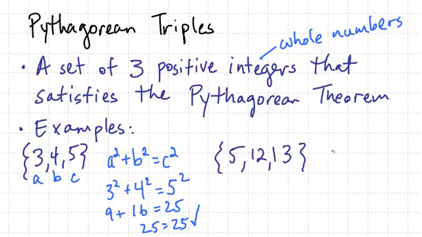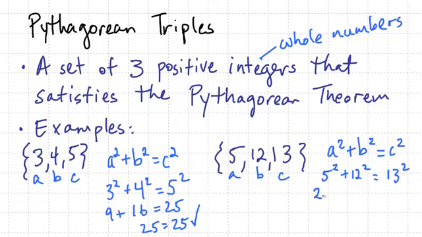What about 5, 12, 13? Well, once again, I'll write down the equation of the Pythagorean theorem. I'm going to substitute 5 for a, 12 for b, and 13 for c. So 5 squared plus 12 squared should equal 13 squared. 25 plus 144 should equal 169. If we work that out, 169 is 169. So 5, 12, 13 is another Pythagorean triple.